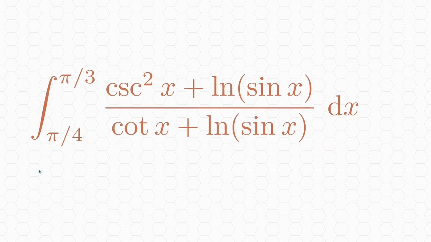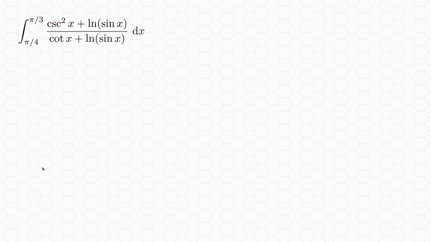For this integral, note that the denominator has a cotangent x, and the numerator has cosecant squared x. Remember that the derivative of cotangent x is negative cosecant squared x. So it's possible, maybe, just maybe, that if we let u be something like the denominator, we will get something like the numerator in a way. So before you explore other solutions, you first try to make a u substitution involving the denominator.